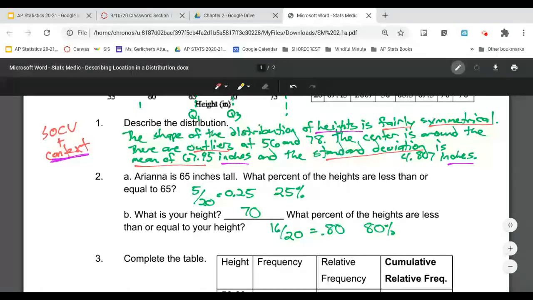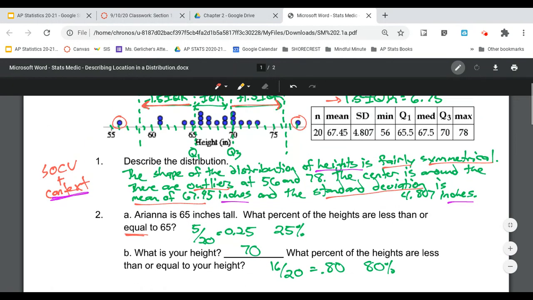So Ariana was 65 inches tall. What percent of heights are less than or equal to 65? And this is a good point to point out. If you did the review assignment for chapter 1, there was a percentile question that accidentally made it on that review packet, and I accidentally told you something wrong. In my head, it was everything below that point, but it's everything below or equal to that point. So, sorry, it includes that point.